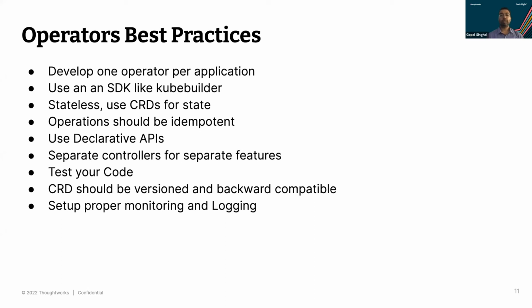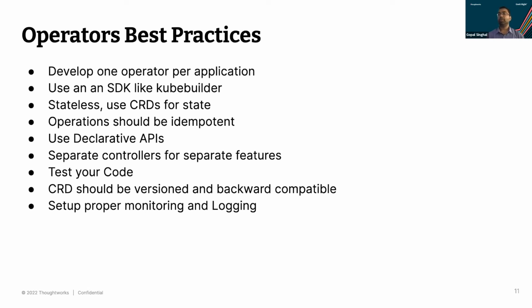Test your code. This is nothing new, it is applicable for any code that we write, and CRDs or operators are nothing different. Our code should be testable and modular enough so that we can test it. Unit tests are always better than testing things once those are deployed. CRDs should be versioned and backward compatible. We just saw that CRDs have a versioning structure, where we define V1, V2 and so on. Try to have backward compatibility. If not, then it's recommended to change the major version for the CRDs.